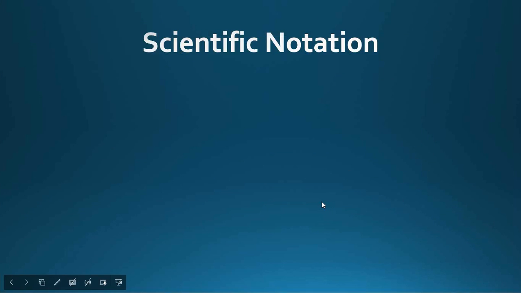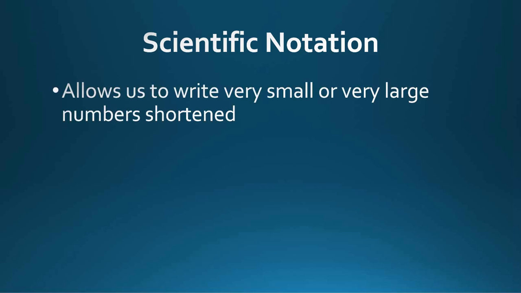Scientific notation is essentially an easy way for scientists to work with numbers that are really large, like numbers in the millions, billions and trillions, and numbers that are really small, less than one, like 0.000001357. It's basically a shorthand for working with those numbers. Scientific notation allows us to write very small or very large numbers in a shortened way, and it allows them to be worked with in a more simplified manner.